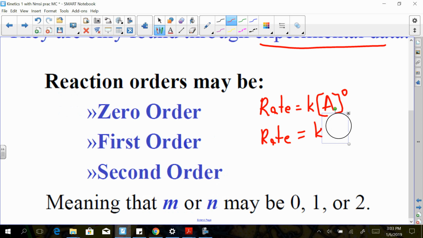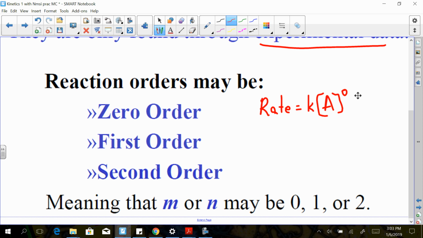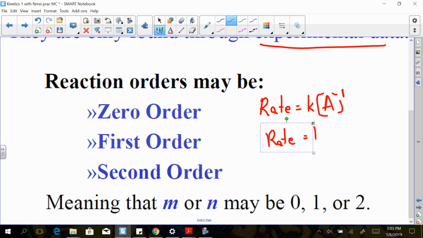Okay. So looking at this, what if this is to the first power, which is the same as saying the rate is K times A. That would be first order. This little exponent is 1, so it's a first order reaction. If it were 2, it would be a second order reaction. So that part's easy enough.